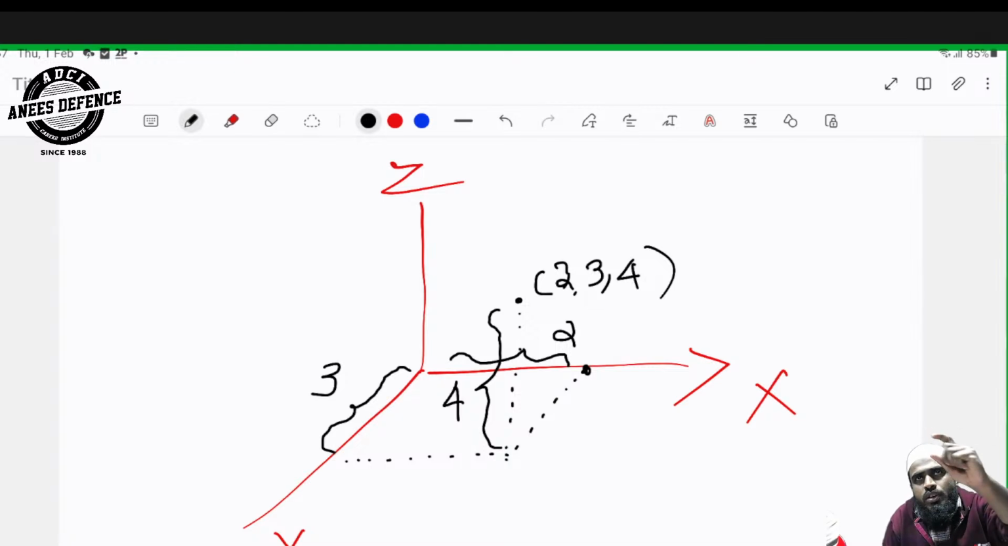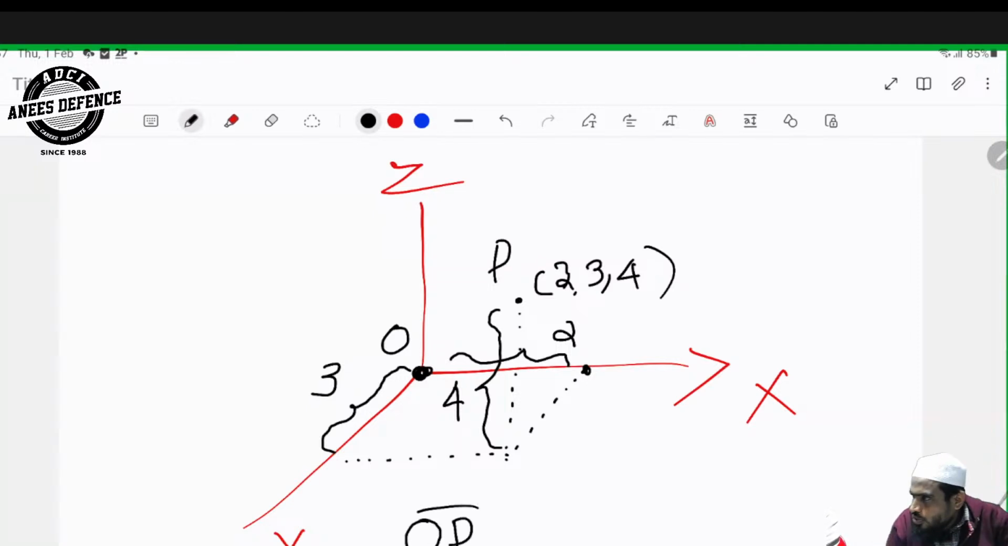When you are representing 2, 3, 4, the x coordinate, y coordinate, and z coordinate are represented there. So this is the distance of that point from the origin. This is my point P. Here you can represent OP. OP is known as the position vector. If you are representing a point with respect to the origin, what is the name? Position vector. A position vector is always with respect to the origin. What is the point of origin? 0, 0, 0.